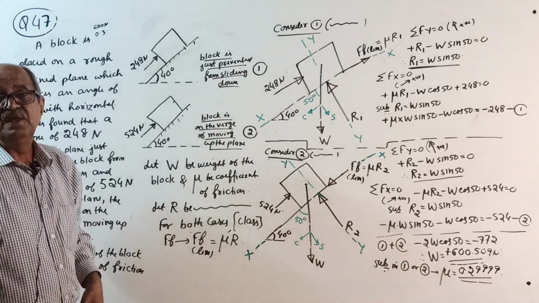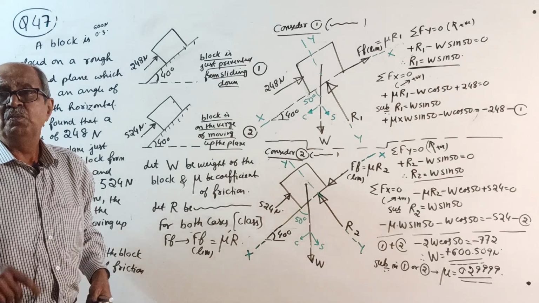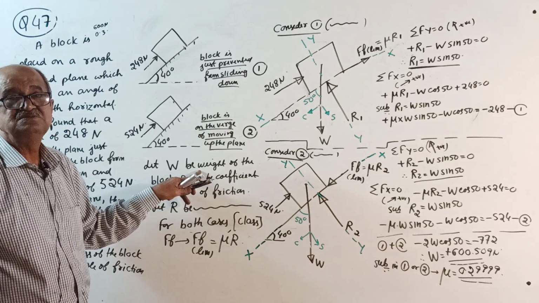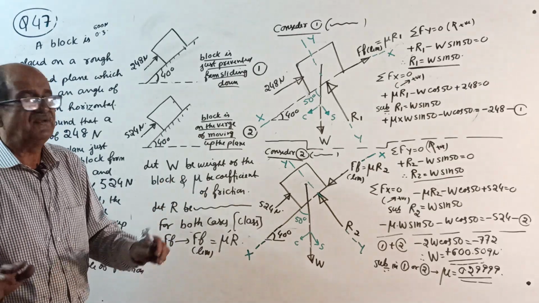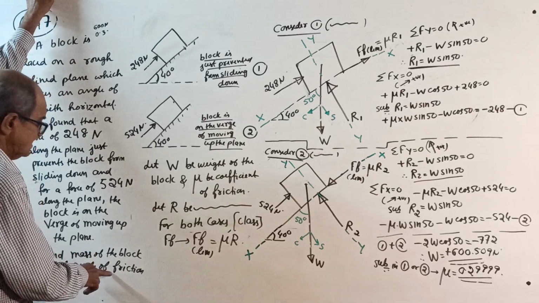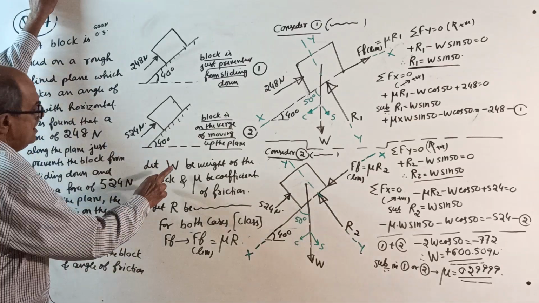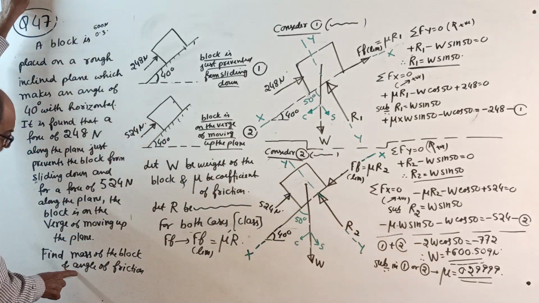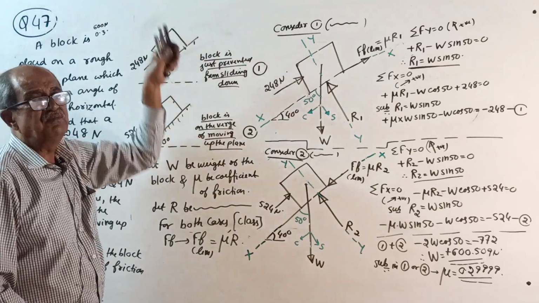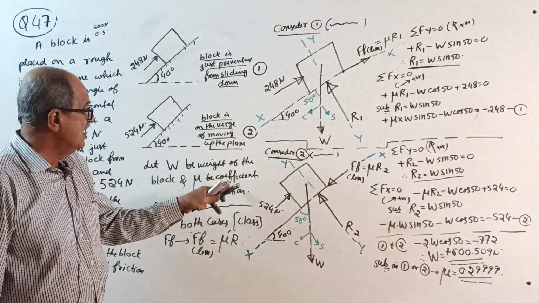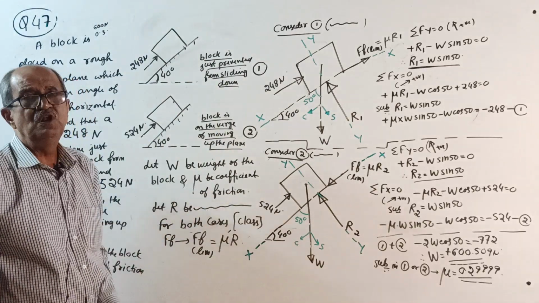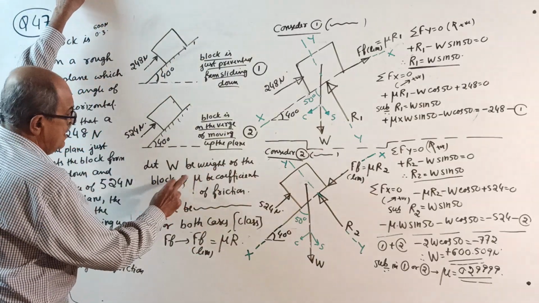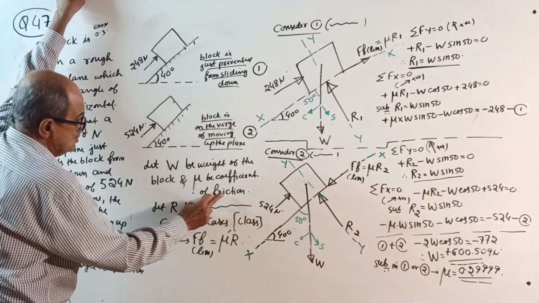See, they want the mass of the block. Okay, but you find weight. The unknown is weight, not mass. So do one thing, if they want mass, lastly we will do it. Let W be the weight of the block. Then we want angle of friction. No, we will find the coefficient of friction. Last step, using mu, we will find the angle of friction. So let W be the weight of the block and mu be the coefficient of friction.